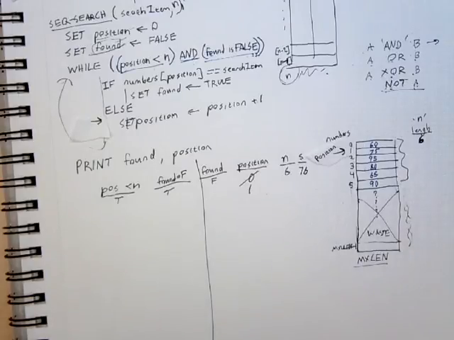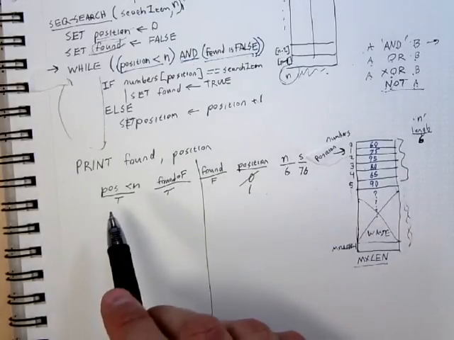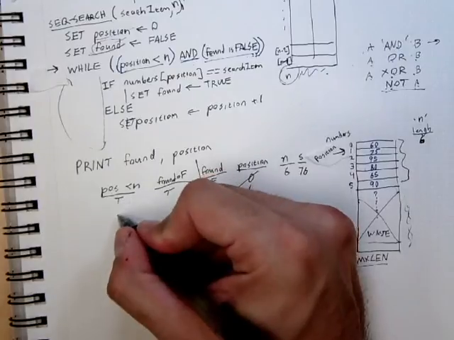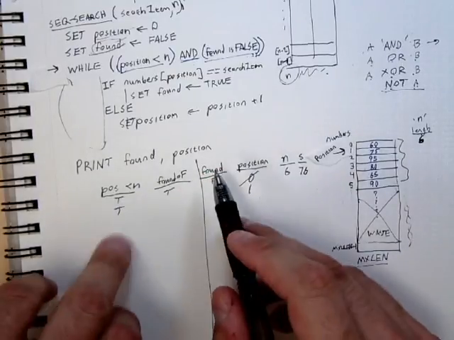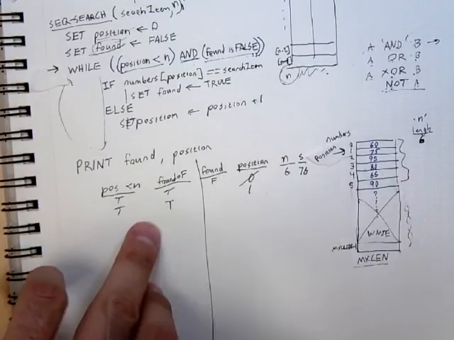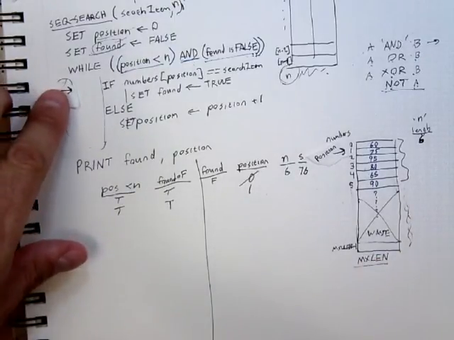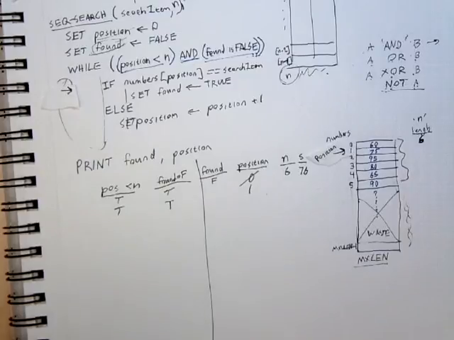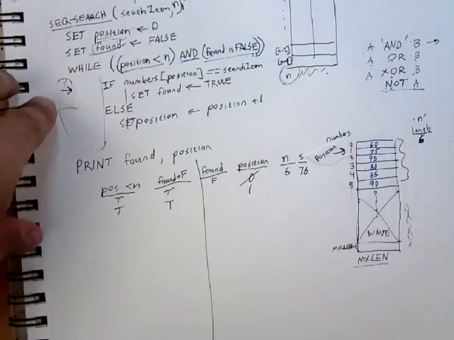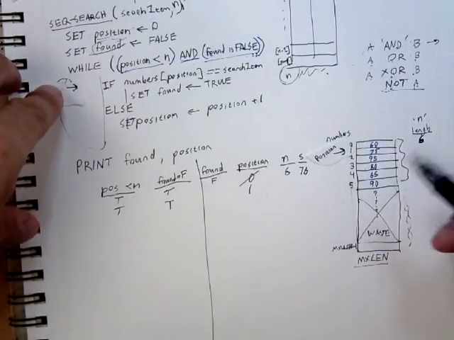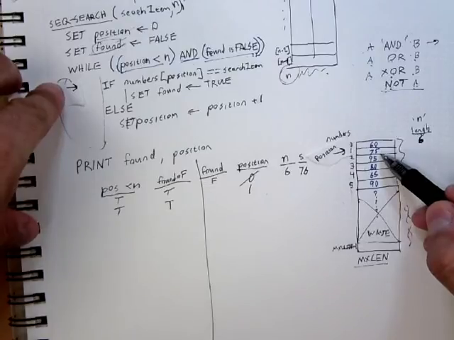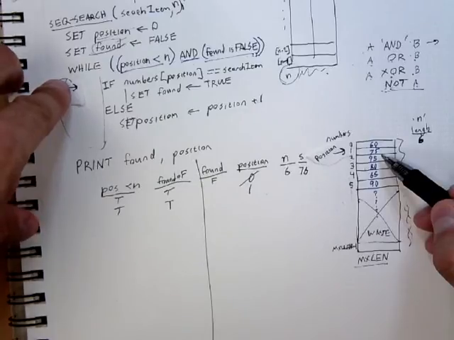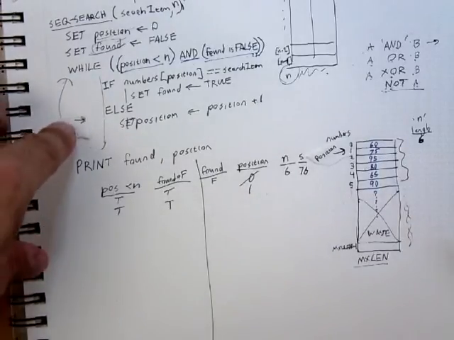And then we go back up to the top of the loop. We check our condition. Is position less than n? Is 1 less than 6? That's true again. Is found false? It is still false, so that's true. And we come down here. If numbers at position is equal to search item, so numbers at position is 75, and 75 does not equal 76, so we don't do that. We go down here, else we set position equal to position plus 1.